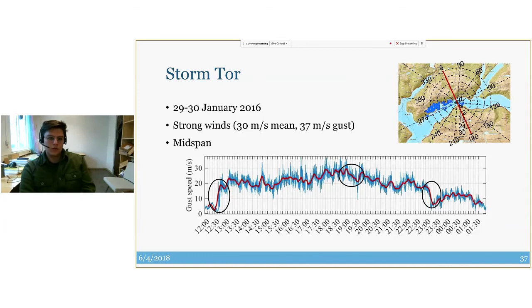Then we also analyzed a storm event, and this was called Storm Tor. This storm happened in January 2016, and strong winds hit the bridge, around 30 meters per second mean wind speed, and 37 meters per second of gusts were measured. Here you can see the time series of the mid-span gust speed for the entire storm. And you can see we also have some non-stationary events, especially in the build-up phase of the storm and the passing of the storm.